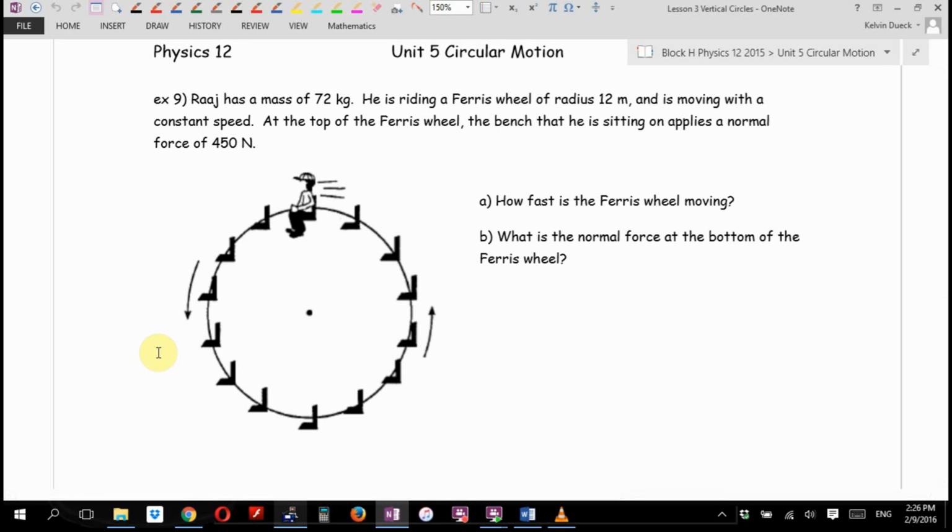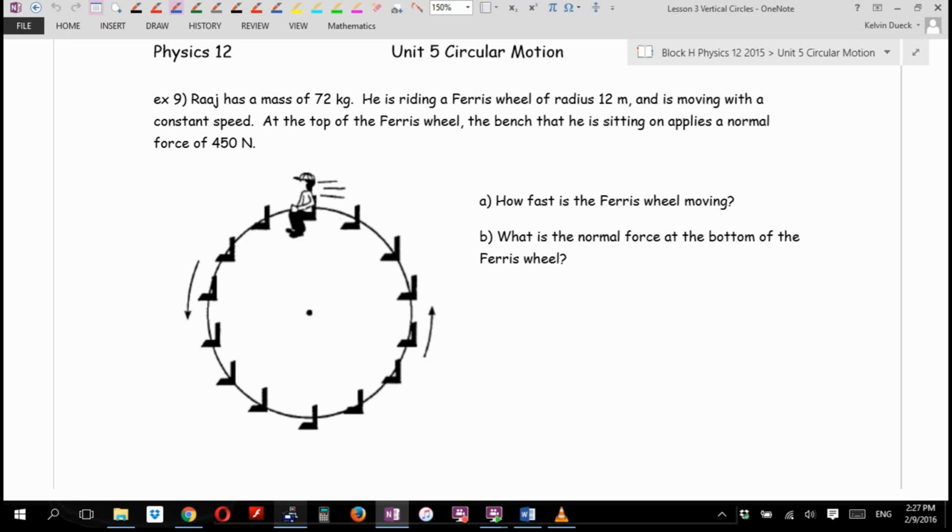Raj has a mass of 72 kilograms. He's riding a Ferris wheel of radius 12 meters, and he's moving with a constant speed. Is he accelerating? Yeah, direction's changing. At the top of the Ferris wheel, the bench that he's sitting on applies a normal force of 450 newtons. Raj, what does A want me to find?